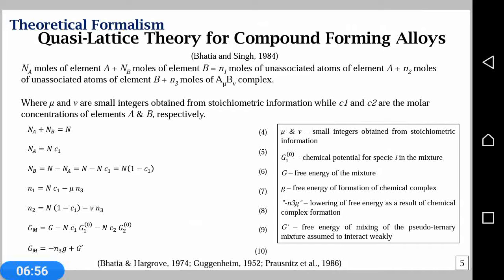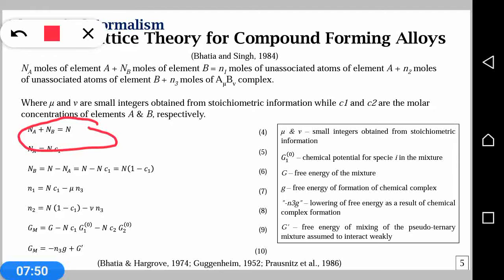Now, the quasi-lattice theory. The quasi-lattice theory of compound forming alloys by Bhatia and Sen 1984 assumes that Na moles of element A and Nb moles of element B will mix to form a pseudo-ternary mixture that will result in N1 moles of unassociated atoms of element A, N2 moles of unassociated atoms of element B, and N3 moles of AμBν complex, where the total number of moles in the mixture is N.